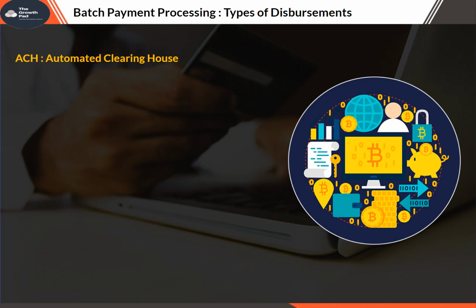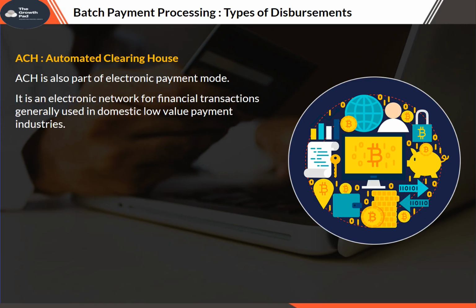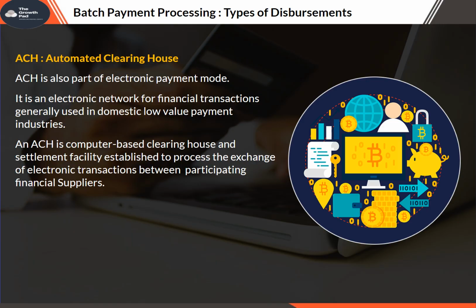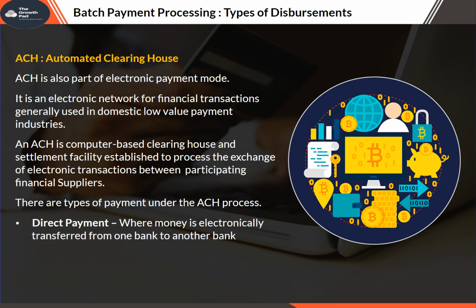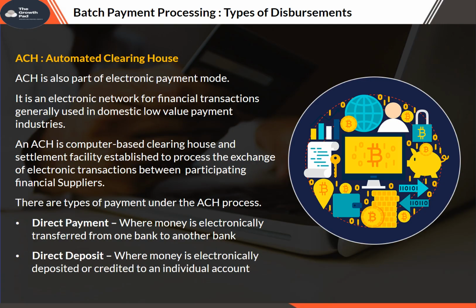ACH, Automated Clearing House. ACH is also part of the electronic payment mode. It is an electronic network for financial transactions, generally used in domestic low-value payment industries. An ACH is a computer-based clearinghouse and settlement facility established to process the exchange of electronic transactions between participating financial suppliers. There are types of payment under the ACH process. Direct payment, where money is electronically transferred from one bank to another bank. Direct deposit, where money is electronically deposited or credited to an individual account.